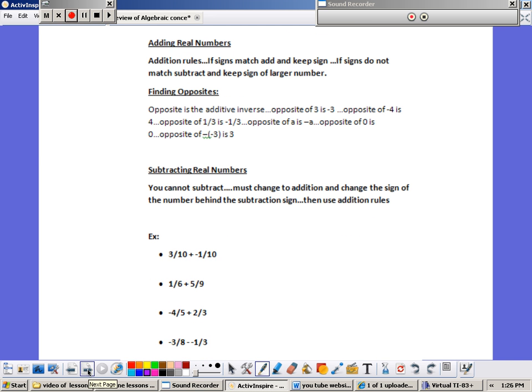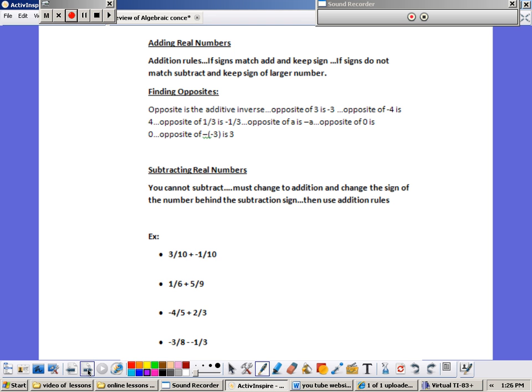Okay, adding real numbers. That means integers or anything with positives and negatives. If signs match, meaning they're both negative or they're both positive, you just add and keep the sign. If the signs do not match, you subtract the smaller number from the larger number and keep the sign of whatever the larger number is.